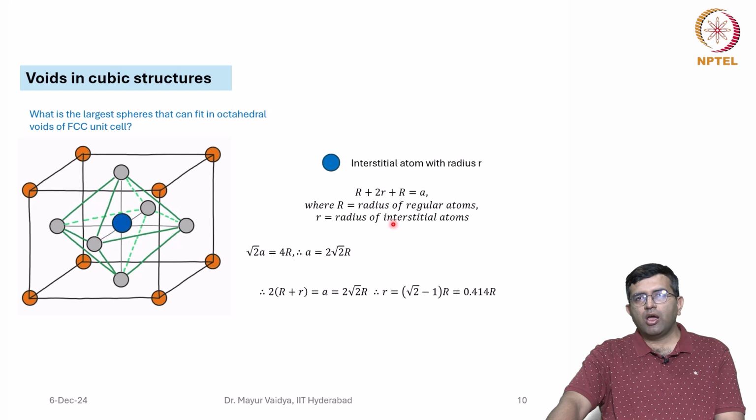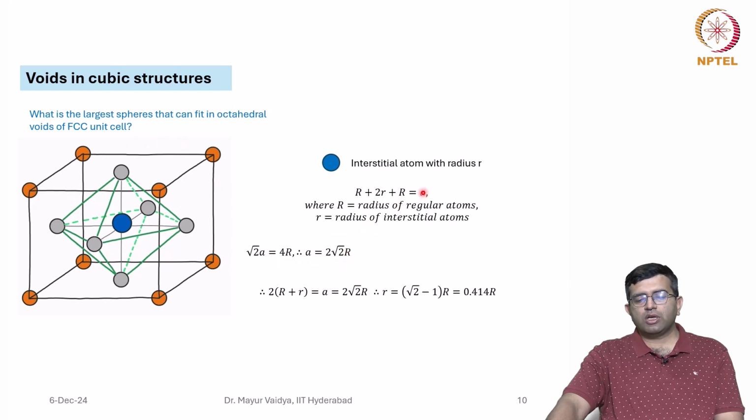So, therefore, you can write r, this is basically the radius of the foreign atom, plus R, which is the radius of the face centered atom, so 2R plus 2r is equal to a. This is the distance between the two face centered atoms, where R is, as I said, the radius of the regular atoms here, and small r is the radius of the interstitial atoms. Now, we know that root 2 a is equal to 4 R, that is for the FCC. So, therefore, a is equal to 2 root 2 R.